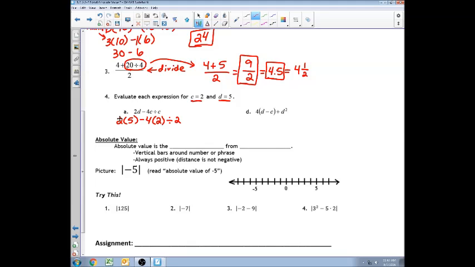According to order of operations, we need to take care of our parentheses first. And 2 parenthesis 5, 4 parenthesis 2 really is just multiplication. So we would take the 2 times the 5 first, which is a 10. Keep our negative sign there. We take the 4 times the 2, which is 8. Then we would divide by 2.